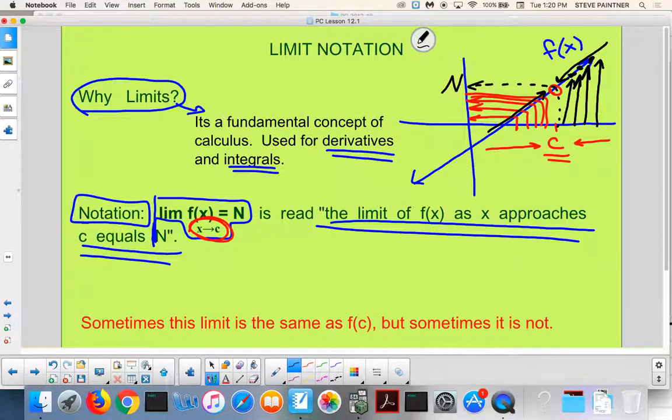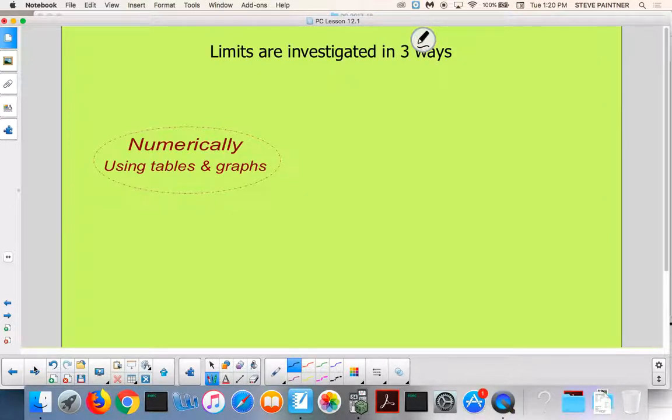But it says here sometimes this limit is the same as f of c. F of c just means put the number c into your function and work it out. It's that easy. But sometimes it's not that easy. So we'll have to look at a bunch. Okay? All right. So how do we get the limit? There's a couple ways.